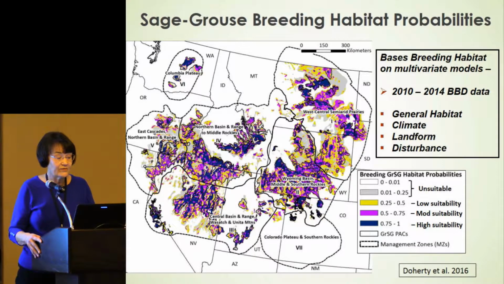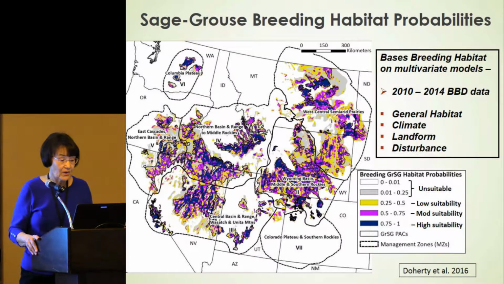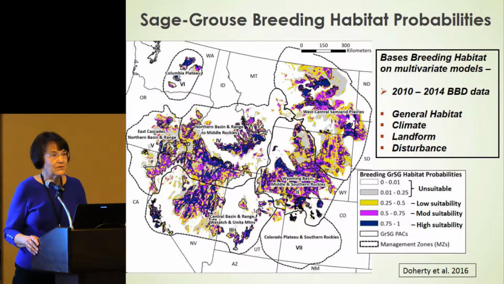Yellow, 0.25 to 0.5, indicates low suitability. Magenta, 0.5 to 0.75, moderate suitability. And then dark blue, 0.75 to 1, high suitability. These particular models represent a significant improvement over looking at single habitat indicators such as the cover of sagebrush. And we'll be hearing a lot more about how these models are being developed and how they're being applied at more local scales from one of our next speakers, Pete Coates.